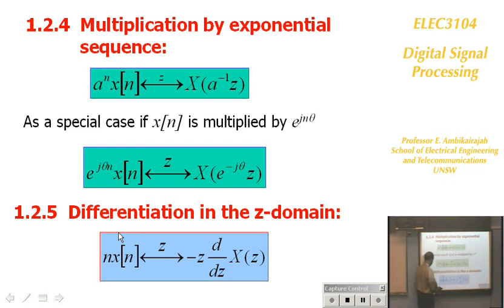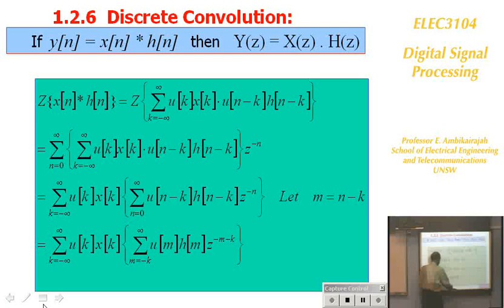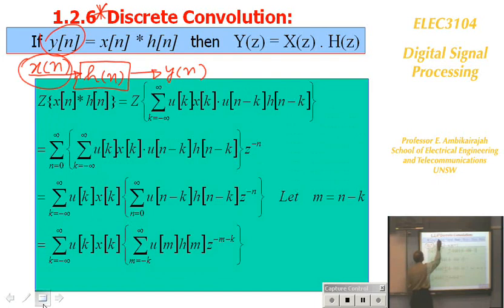Now we come to the convolution property. Discrete convolution, we have learned that before. If you have a box here, and we know what an impulse response is and how to measure it, this is x[n], the input, and this is y[n], the output. We know the equation: y[n] is equal to x[n] convolved with h[n]. This is convolution terminology.